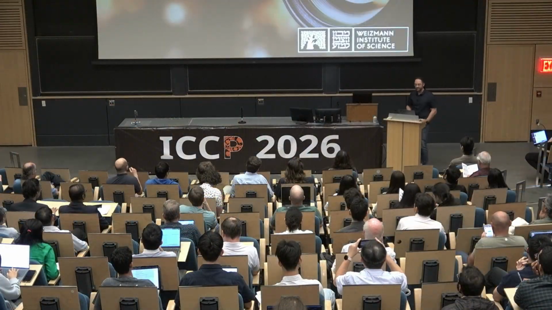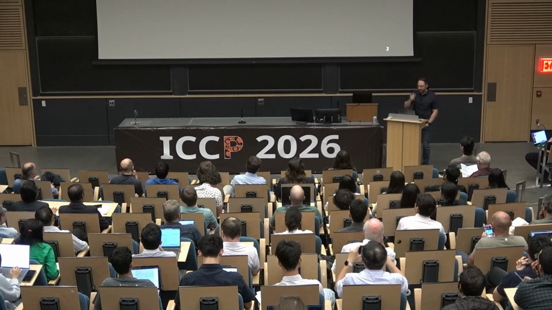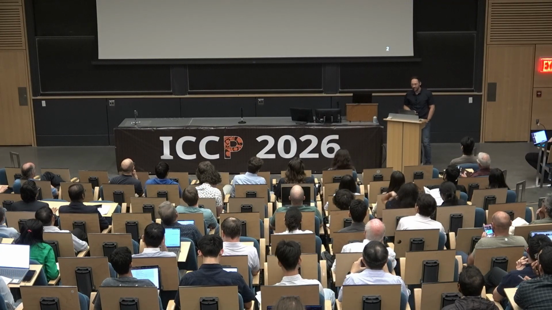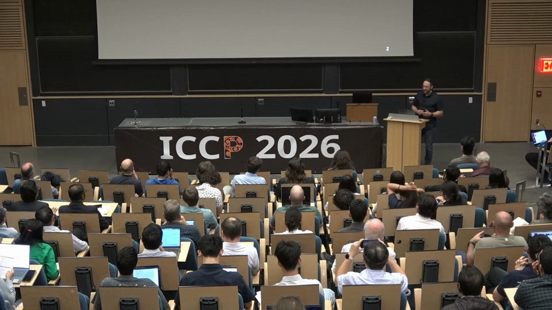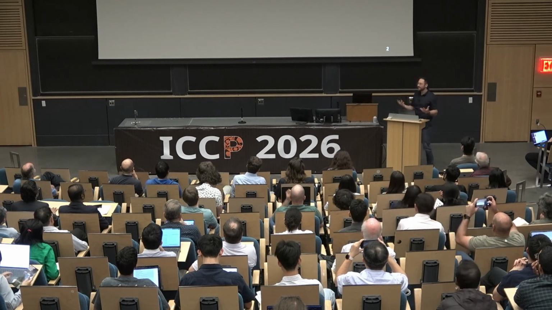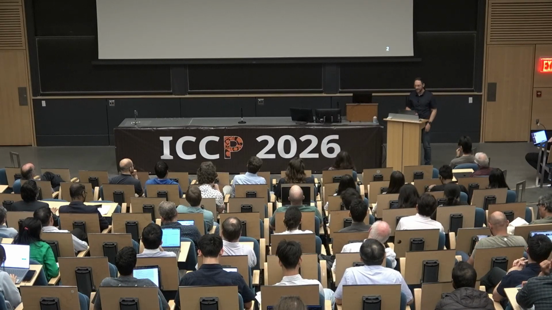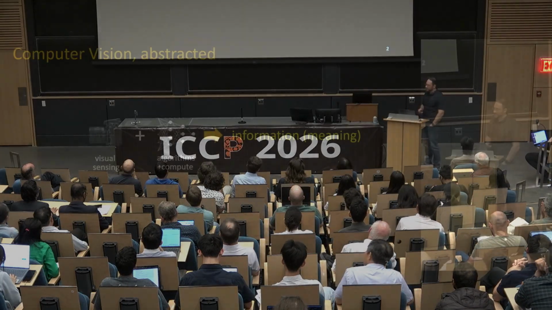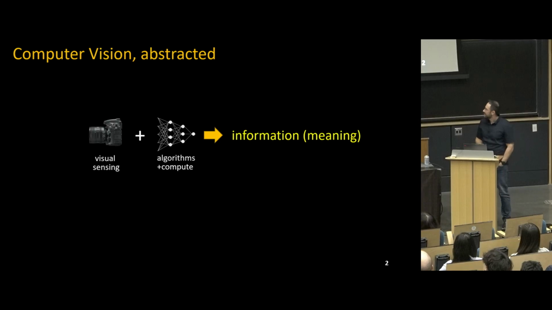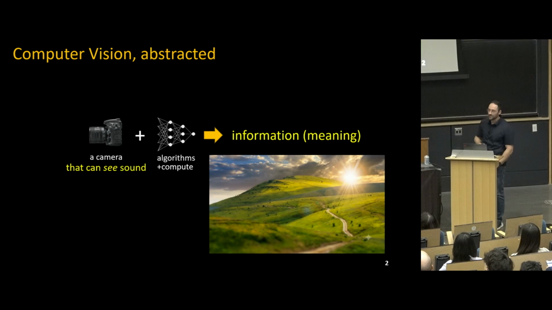Okay, hello everybody. So at a high level, as you all know, computer vision is about sensing the physical world and extracting some meaningful semantic information from the raw visual signals. And in the past several years, I've been fascinated with the question, what if we could do computer vision, but with a camera that can see sound? In today's talk, I'm going to tell you about my journey towards answering this question.